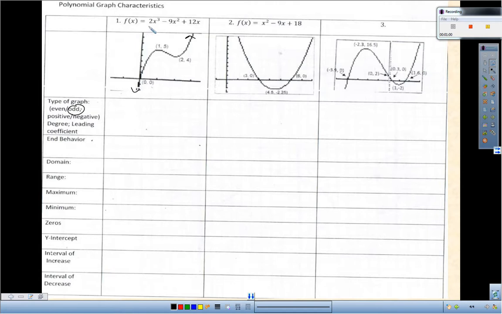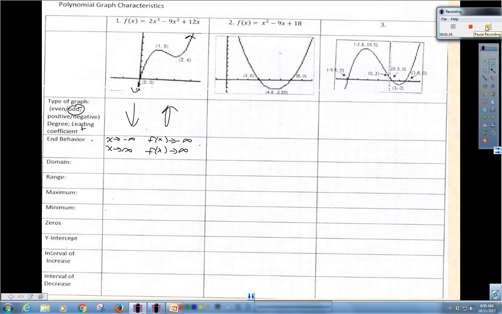Now, if you look at the leading coefficient is 2, so that means the leading coefficient is positive. So, end behavior-wise, notice it's going down on the left and up on the right. If we write this out using function notation, this would be as x approaches negative infinity, in other words, on the left-hand side, my function is going to negative infinity because it's going down. As x approaches positive infinity, so on the right-hand side, then that means my function is going up, so it's going to positive infinity.